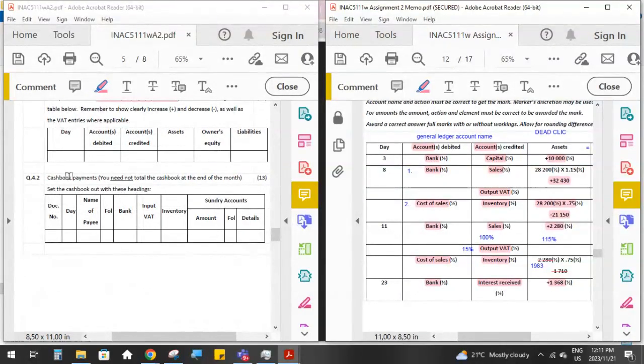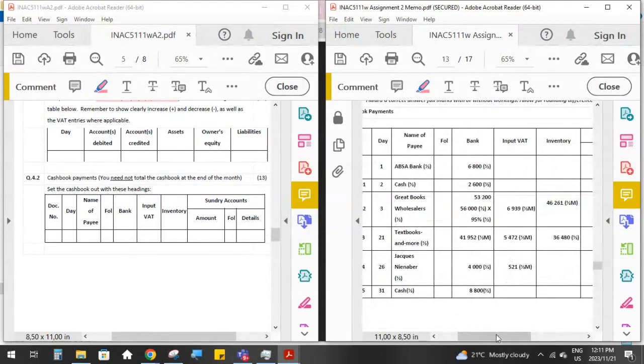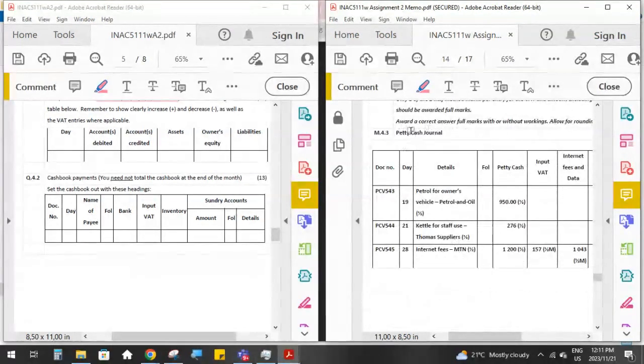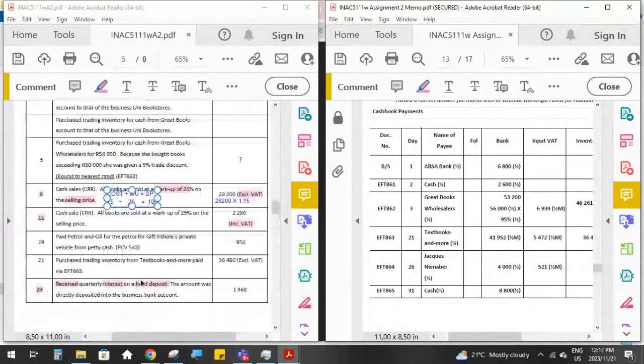That's cash receipts. Cash book payments is the next part of the question. So on this one, you had to identify which of these. And then they also wanted petty cash. So three different things: cash receipts, cash book payments and petty cash.